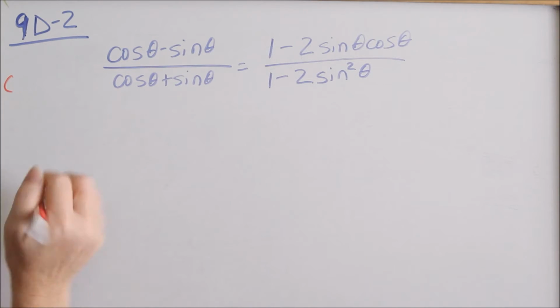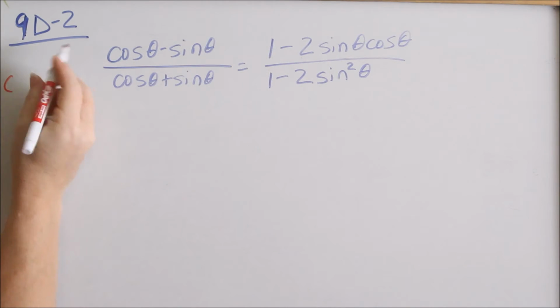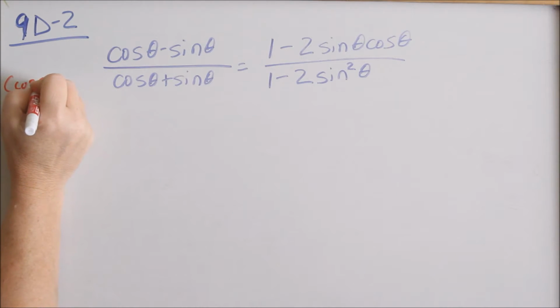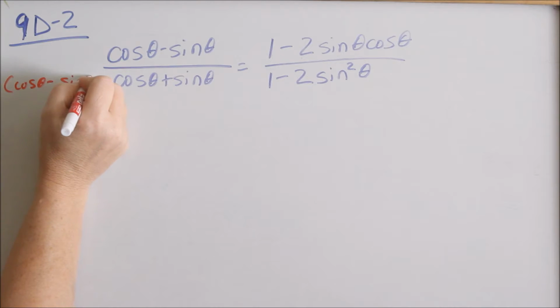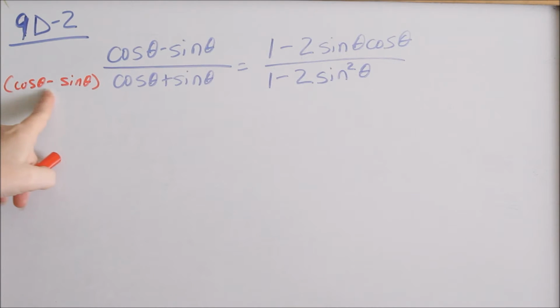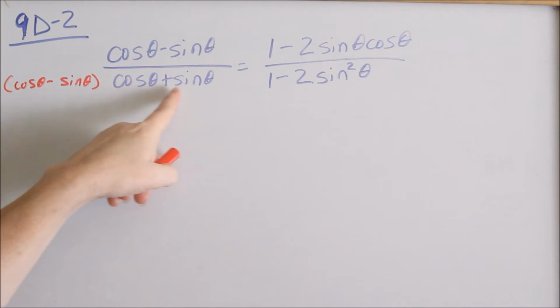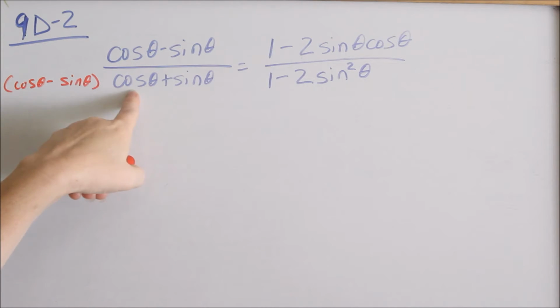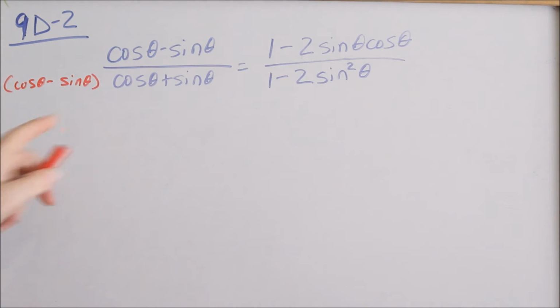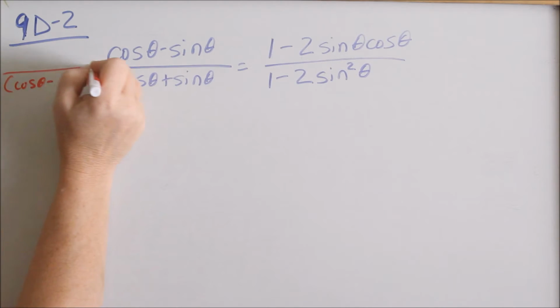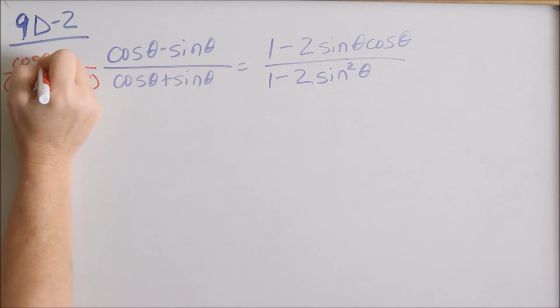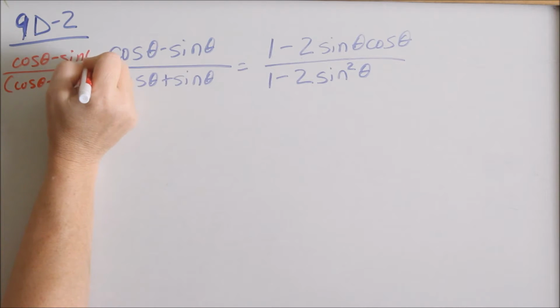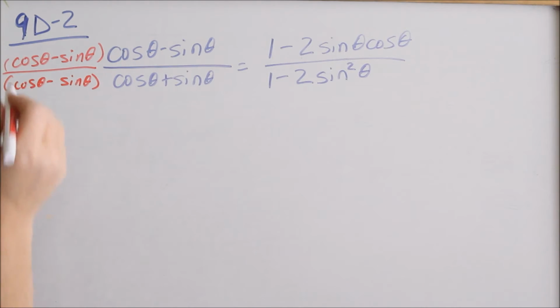So if I multiply by the conjugate of this, remember conjugate looks exactly the same, except opposite signs. So cosine minus sine is the conjugate of cosine plus sine. But whatever you do to the denominator, so I'm picking the conjugate of the denominator, whatever I do to the denominator, I have to also do to the numerator. So I'm multiplying the numerator by the same thing.